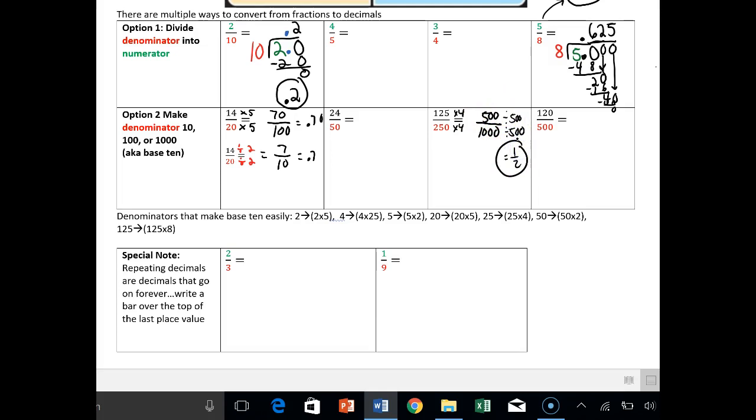Now, if we weren't trying to make a fraction out of this, I'll basically just equal 0.500, right? Anything over 1,000 or 100 or 10, you can just look at the numerator and say, okay, that's my decimal, right? 120 over 500, right? I just can multiply that by 2, and that will give me something over 1,000, right? 500 times 2 is 1,000. 120 times 2 is 240, so my decimal is 0.240, or just 0.24.